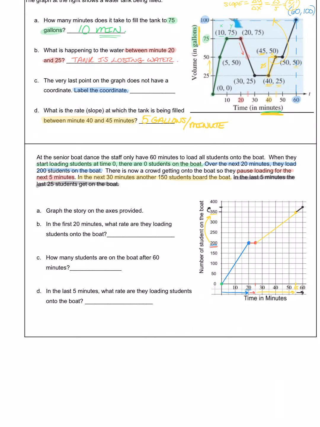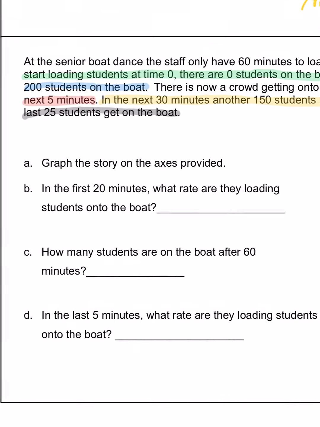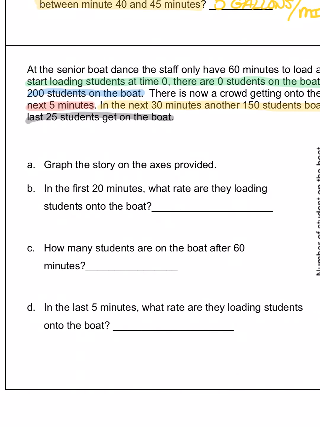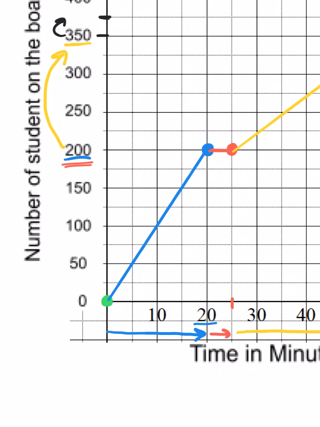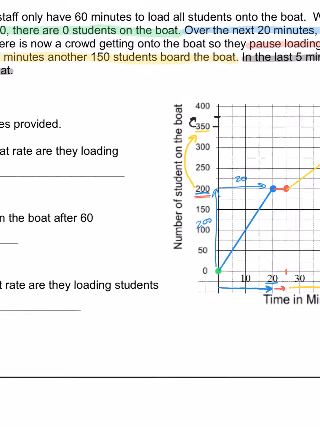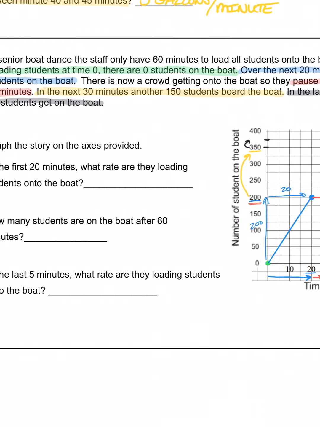Everyone, let's take a look at the questions. The first question says, in the first 20 minutes, at what rate are they loading the students onto the boat? Okay, the first 20 minutes, that is the blue section. We actually know this. It's 200 students per 20 minutes. It's 200 is the change in y over 20. So we are given this in the problem. We want to basically simplify. We have 200 over 20 minutes.